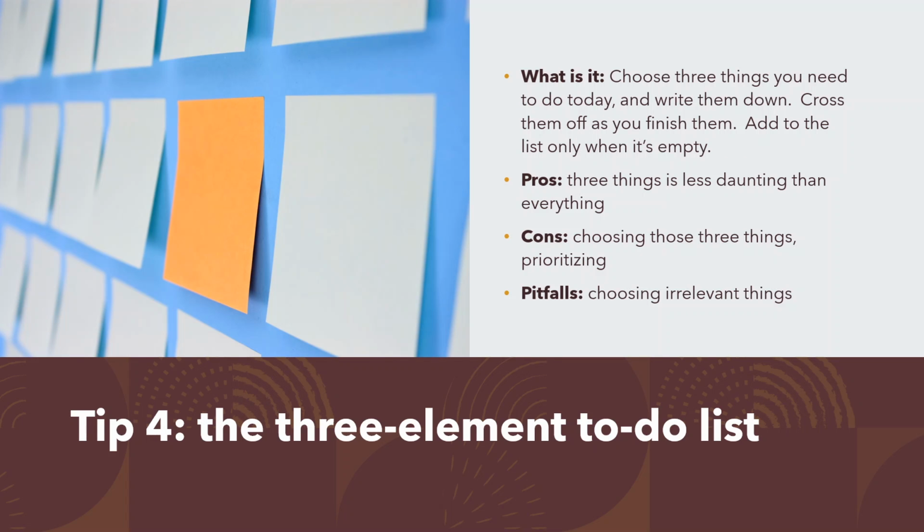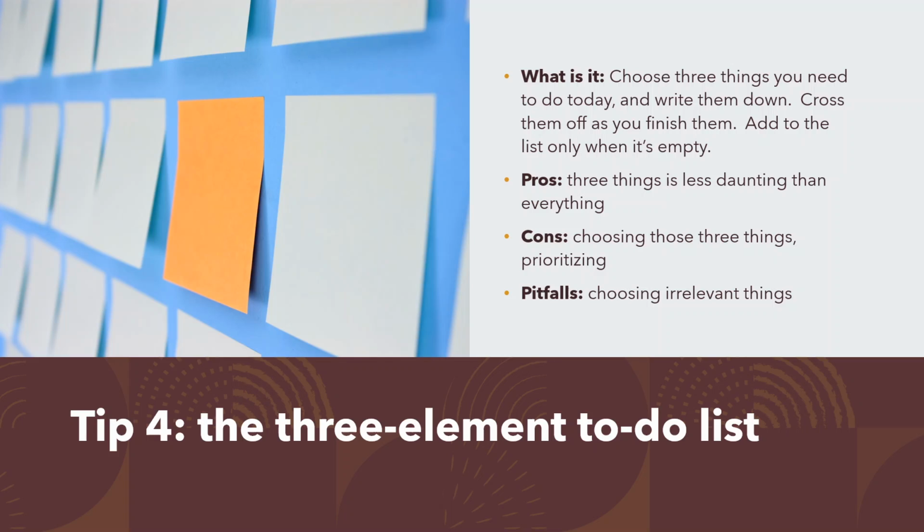A tip that I use a lot is called the 3-element to-do list. And this is especially what I use for students who come in and talk to me and say, I don't have any motivation to do my work. I don't know how to get started. I know I need to do my homework, or I know I need to write that report, but I don't know how to do it.